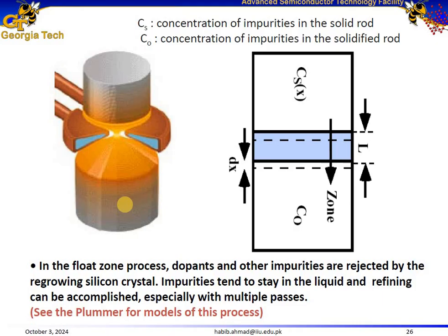So the float zone technique is actually a highly effective method for growing pure defect-free silicon crystals by the segregation of impurities during the solidification, and this process ensures that the resulting silicon is of extremely high quality, essential for high performance electronic devices.